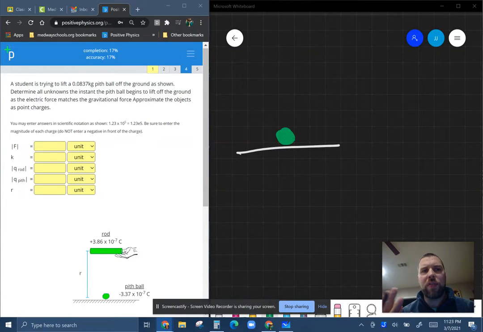But Mr. J, what about number 4? We don't have all the info. All right, let's break it down. We have a student trying to lift a 0.0837 kilogram pith ball.